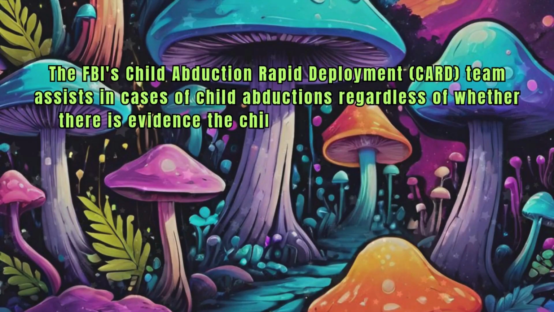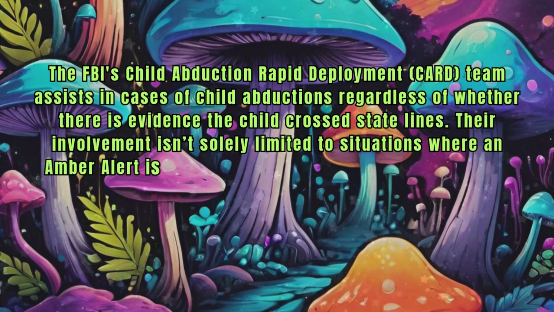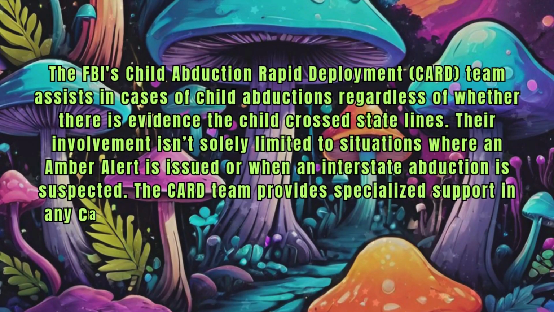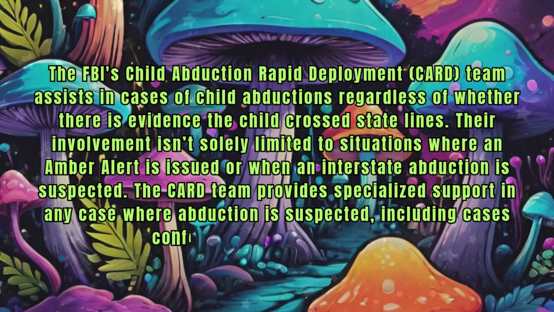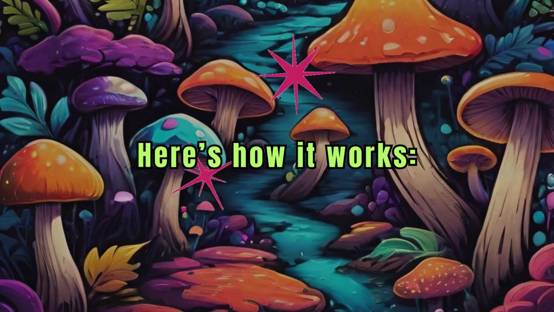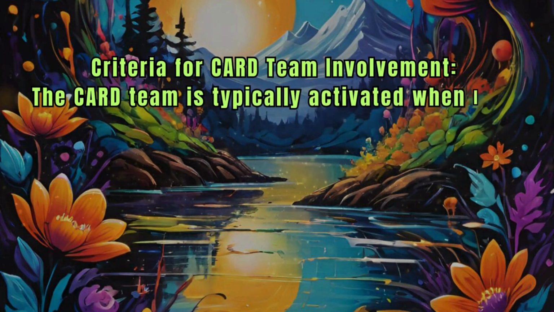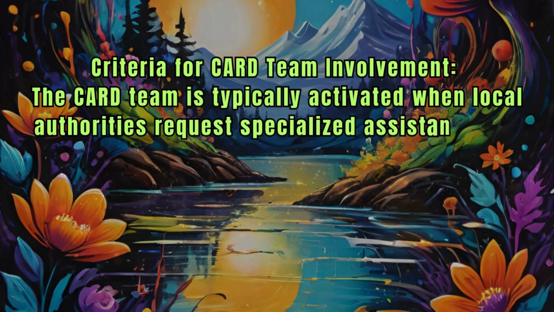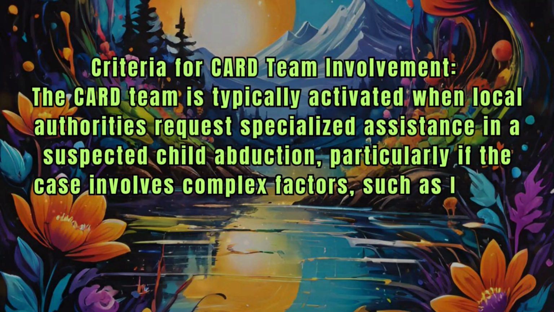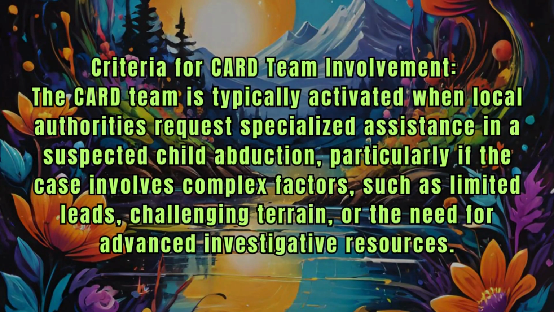The FBI's Child Abduction Rapid Deployment Team, or CARD Team, assists in cases of child abductions regardless of whether there is evidence the child crossed state lines. Their involvement isn't solely limited to situations where an Amber Alert is issued or when an interstate abduction is suspected. The CARD Team provides specialized support in any case where abduction is suspected, including cases confined within a single state. Here's how it works. Criteria for CARD Team involvement. The CARD Team is typically activated when local authorities request specialized assistance in a suspected child abduction, particularly if the case involves complex factors such as limited leads, challenging terrain, or the need for advanced investigative resources.